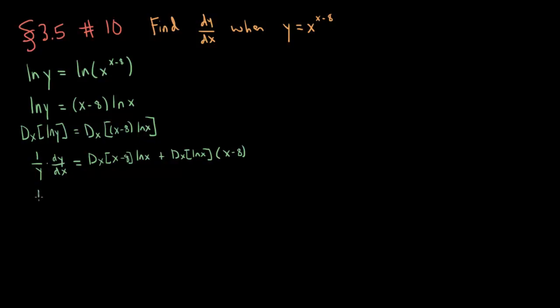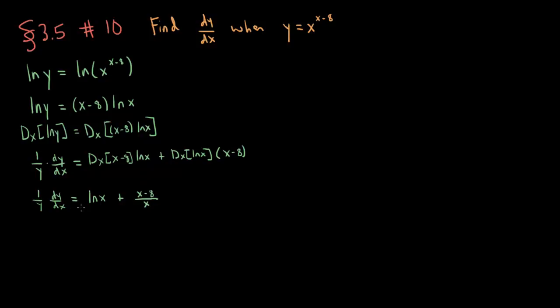Now let's see what happens here. So we still have a 1 over y dy dx equals. Now what's the derivative of x minus 8? The derivative of x minus 8 is just 1. The derivative of x is 1. The derivative of negative 8 is 0. So that's 1 times natural log of x, otherwise known as just natural log x. Now what's the derivative of natural log x? Okay, that should be an easy one that we all know now. It's just 1 over x. So this is plus 1 over x times x minus 8. So that's x minus 8 over x.